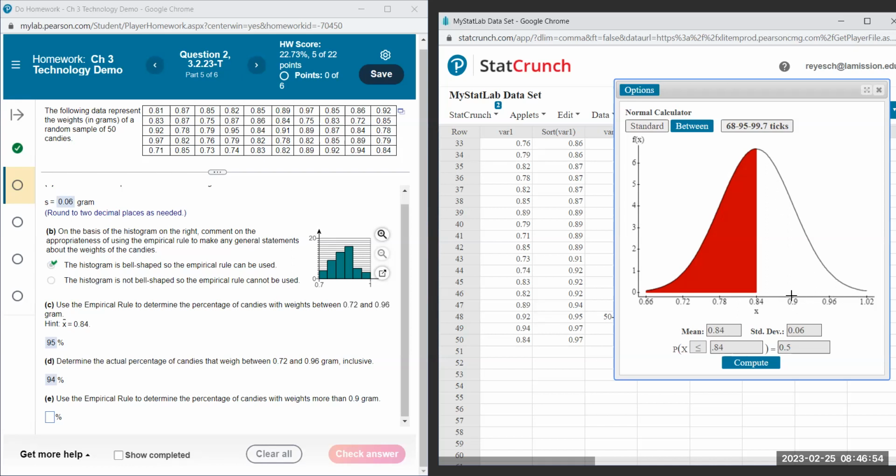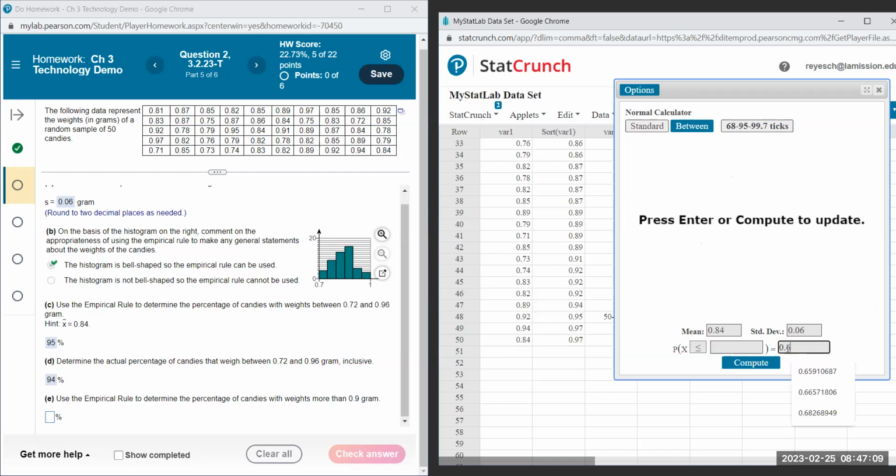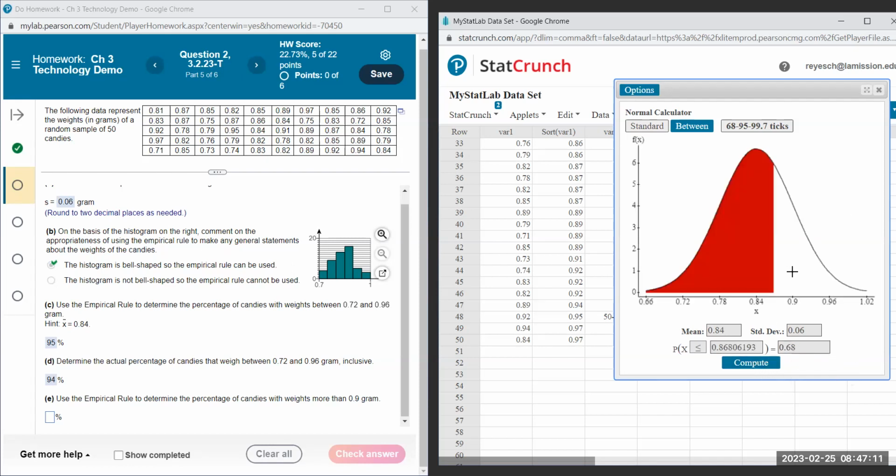So that first deviation is 68, so 68% is captured. Let me show you visually here. I'm going to put the 68% here so that we can see. Oops, sorry, I'm going to do a between. This is easier on paper, but just to illustrate it here.